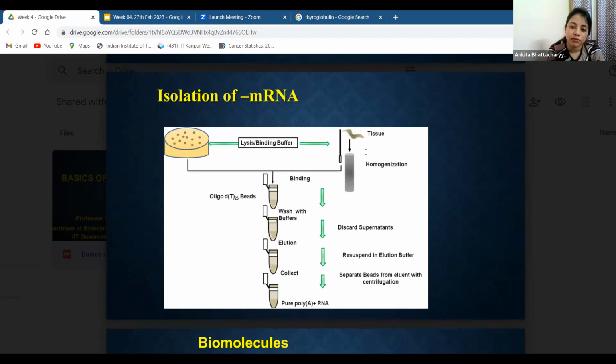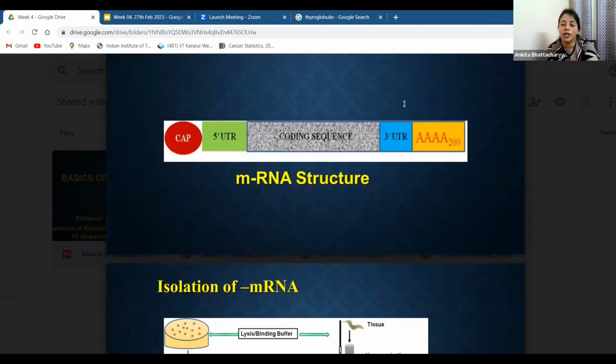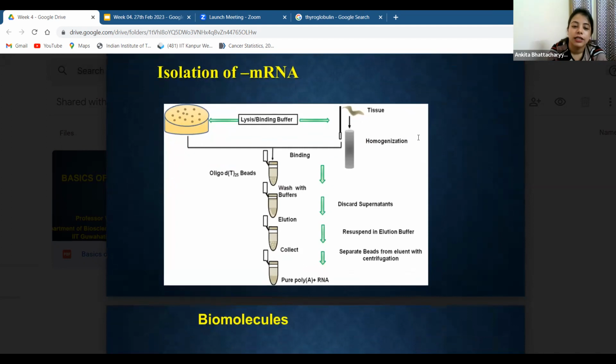So here we get the tissue and it is homogenized. Oligo-dT beads are used because, like you saw here, the RNA structure has poly A. So if you add a poly T containing bead, it will bind, and the weight of those beads is used to precipitate it upon centrifugation. Then we wash with the requisite buffers, elute, and collect.